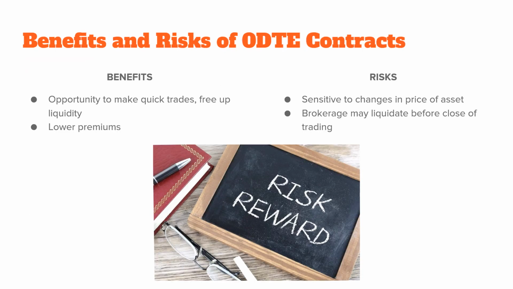There are several benefits to 0DTE contracts. They provide the opportunity to capitalize on positions quickly and limit the time that money is tied up in a position. And they also tend to have lower premiums. However, there are risks. Since there is such a short time to expiration, they are very sensitive to changes in the price of the underlying asset. The brokerage may liquidate the position if you don't have the required funds or shares of the underlying asset to meet your obligation upon exercise of an in-the-money option.